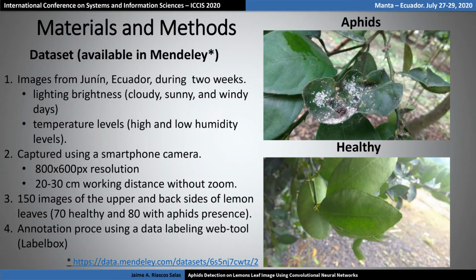For this study, we created our own dataset. The images of leaves were taken from a lemon crop located in Junín, Ecuador. We captured the data for 2 weeks in order to obtain several real conditions, such as multiple lighting brightness and temperature levels. The images were captured by using a smartphone camera with a reasonable resolution. We captured 150 images, where 70 were healthy and 80 with aphids. We carried out an annotation process using LabelBot. Finally, we made our dataset available in Mendeley.